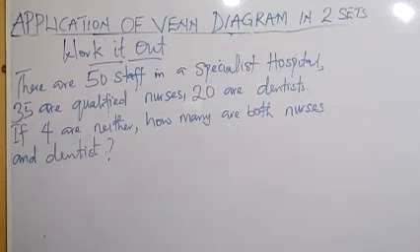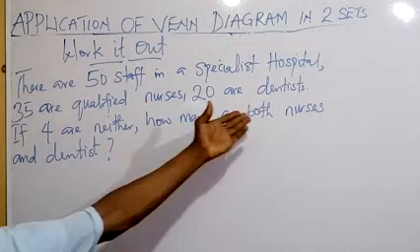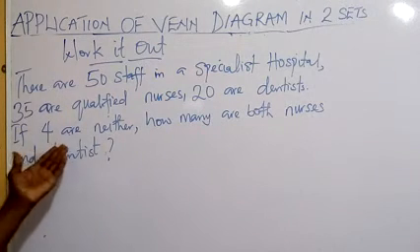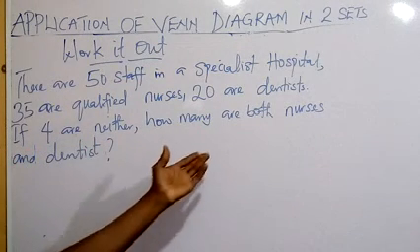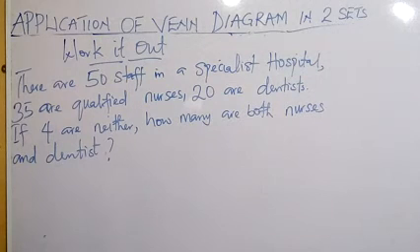Look at the question on the board. Work it out. There are 50 staff in a specialist hospital. 35 are qualified nurses. 20 are dentists. How many are both nurses and dentists? It's a very simple question.